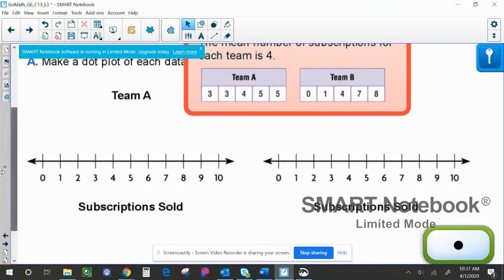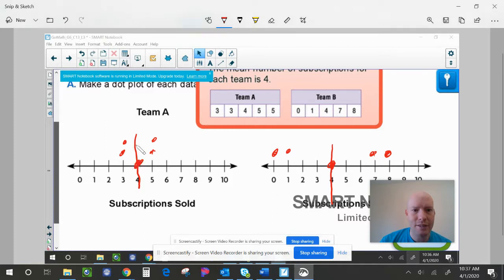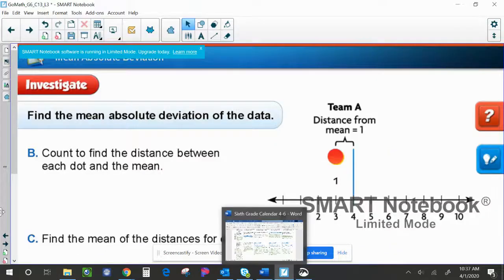Okay, next thing I'm going to do is count the distance between each dot and the mean. So now I'm going to count the distance. Okay, I know this is the mean. So this is how far away. Well, I count it. This is 1 space away. This is 1 space away. Okay, how far away is this? This one is 1, 2, 3 spots. How far away is this one? 1, 2, 3, 4 spots. This one is 1, 2, 3 spots, and this one is 4 spots. So I'm keeping track of that because I'm going to need to use that data here.